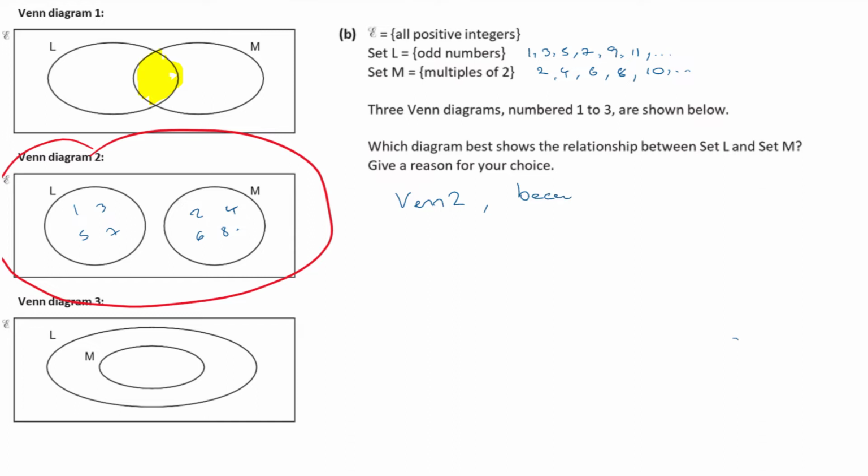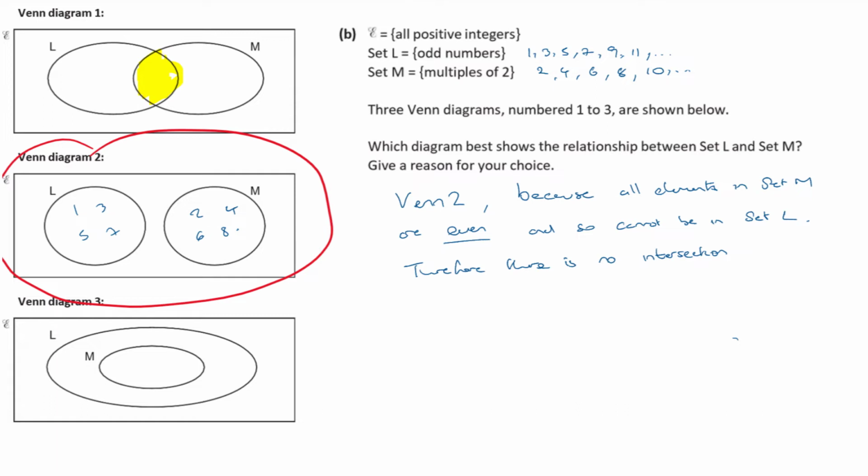Venn 2, because basically all elements in set M are even and so cannot be in set L. Therefore, there is no intersection between L and M.